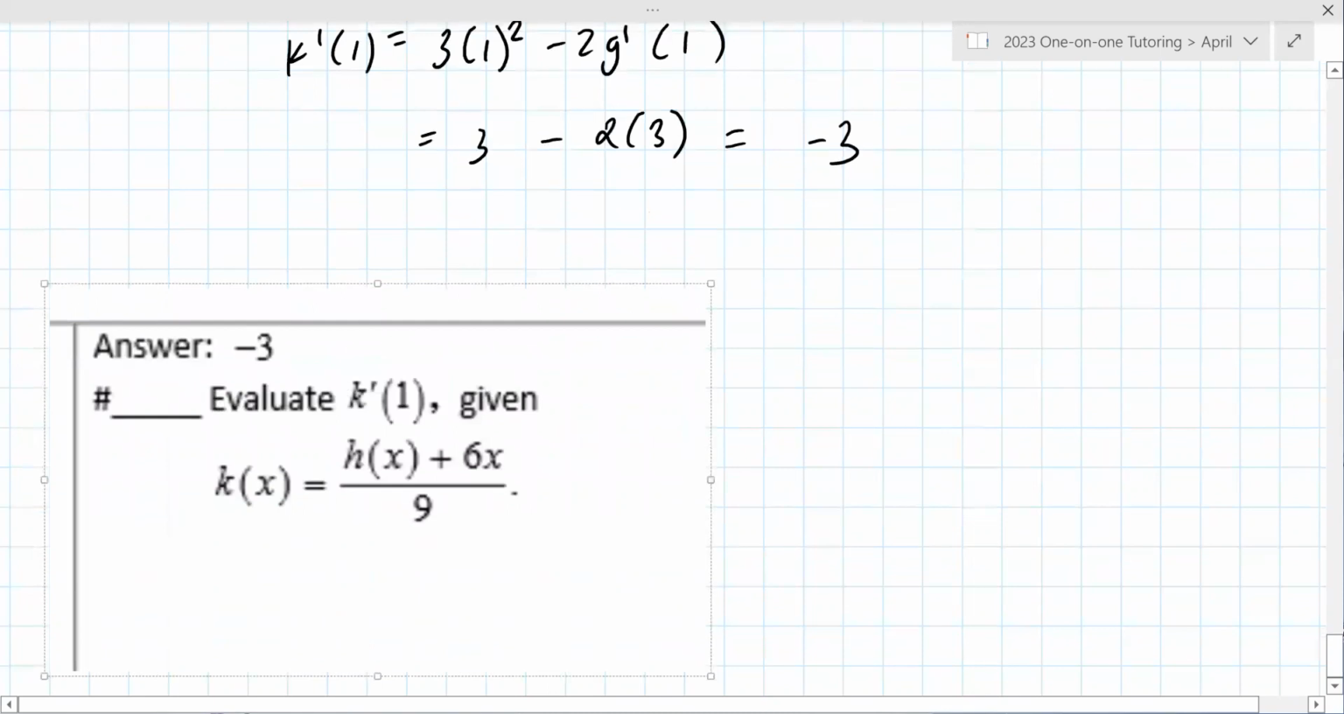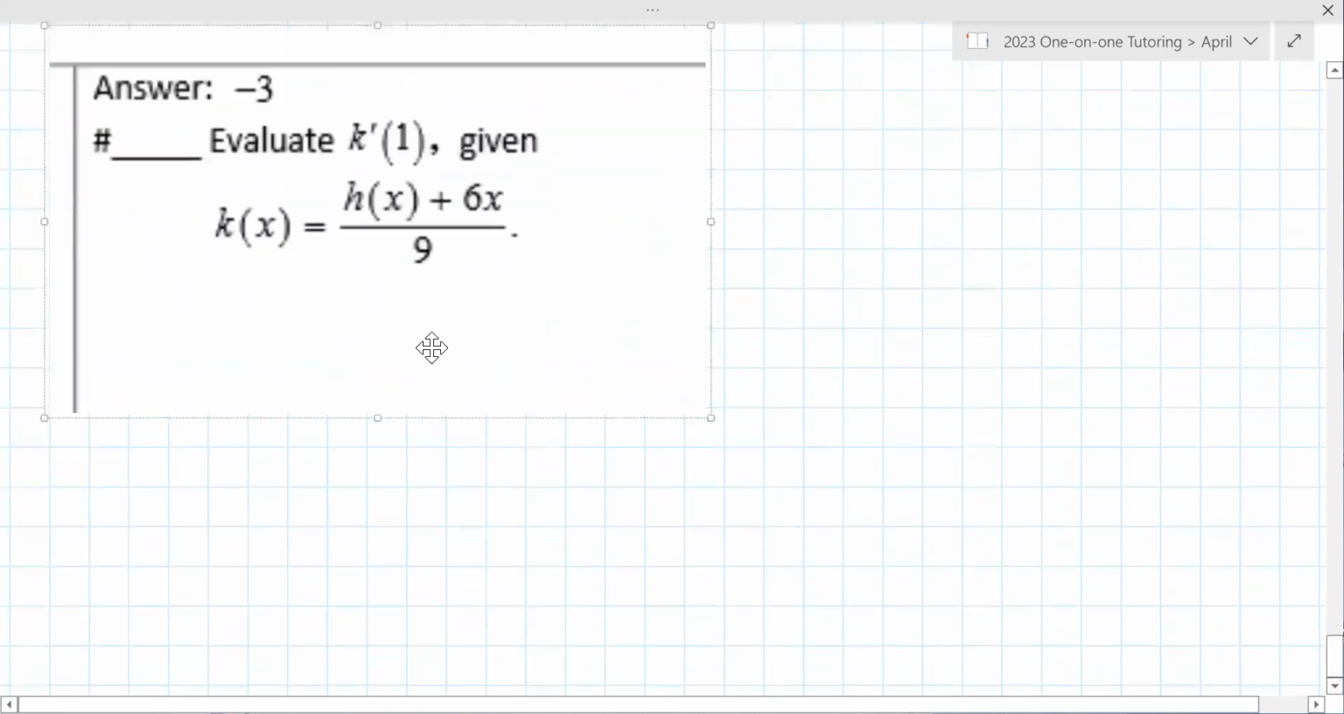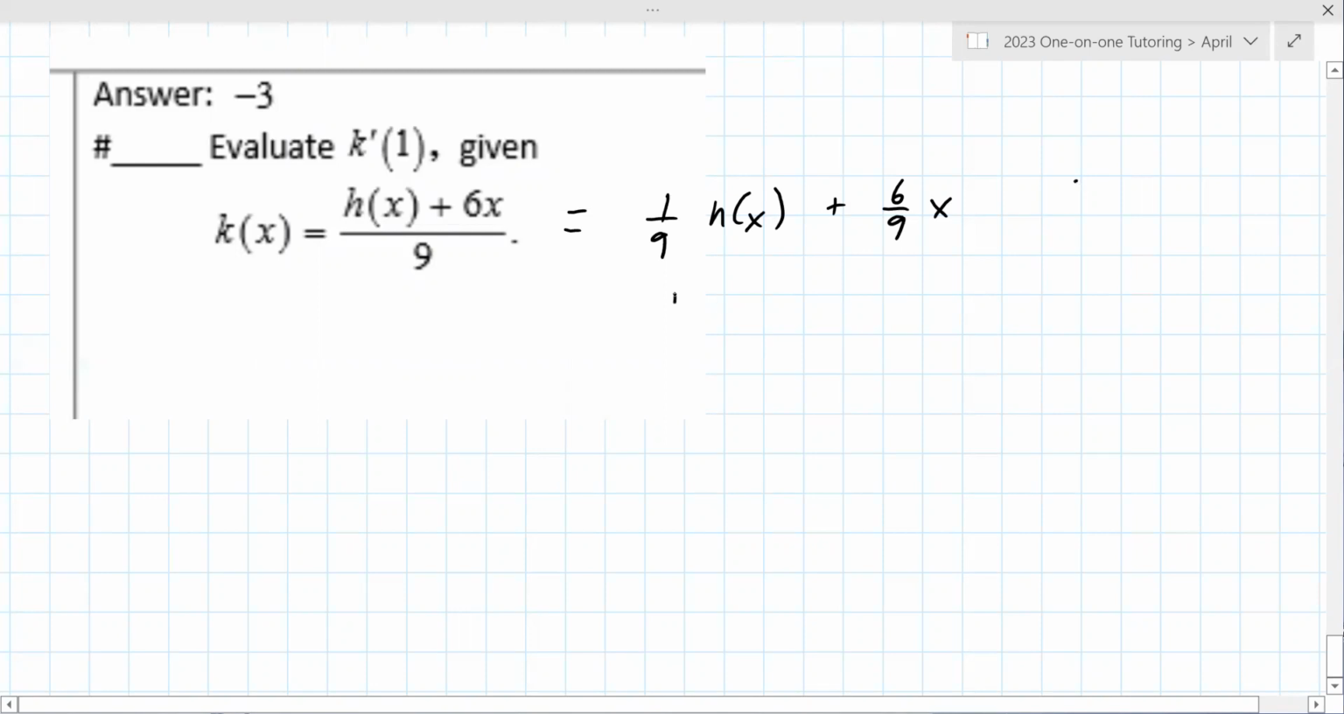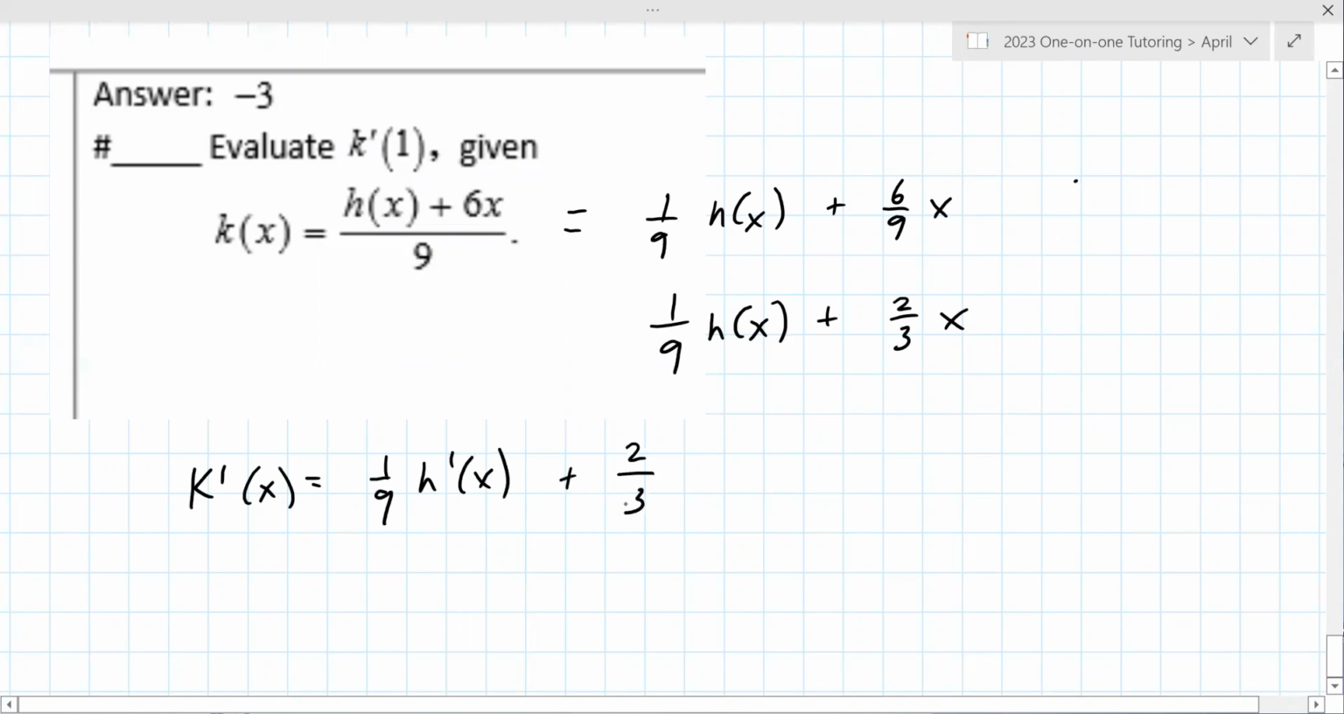Yeah. So K of 1. This has the appearance of quotient rule, but if you rewrite it, it's 1/9 h of x plus 6/9 times x, which is really 2/3 x. So the derivative is less complicated than it appears. So your k prime of x is 1/9 h prime of x plus 2/3.